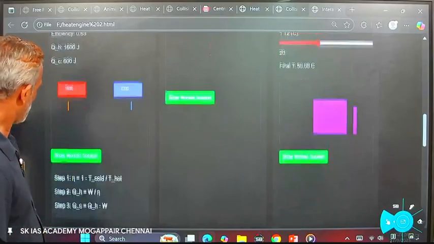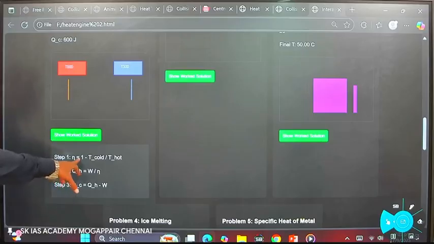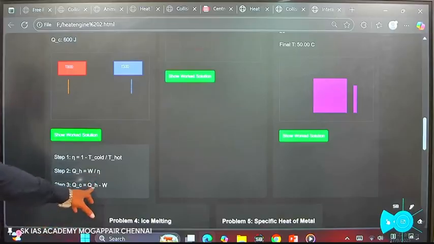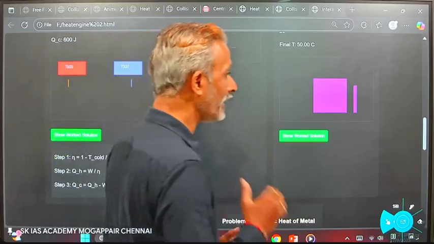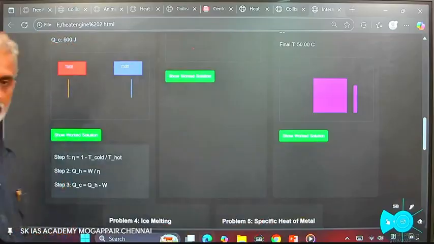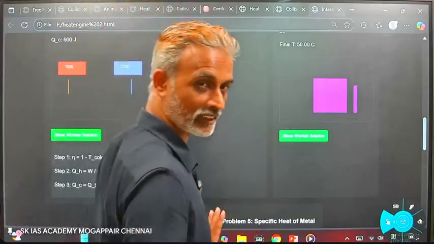First question, see there. Step 1: efficiency N1 is equal to 1 minus T cold by T hot. Step 2: QH is equal to W by N. So QC is equal to QH minus W. Okay, Vasita? All of you okay? Those who are online, okay? Just try to solve, and try to understand a little bit. Don't try to understand too much.